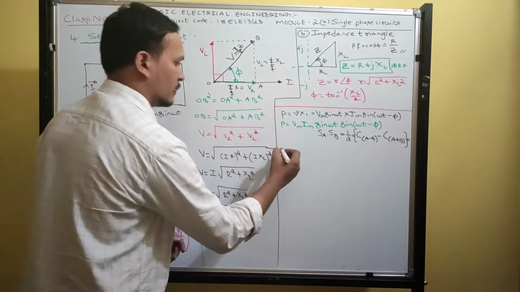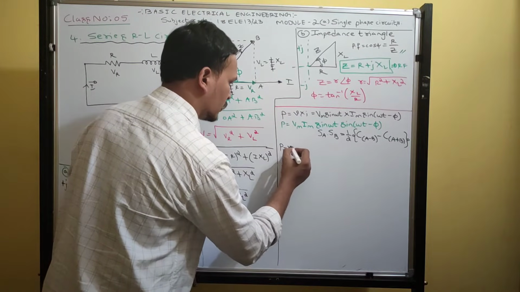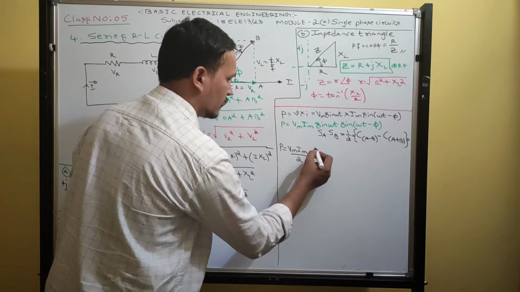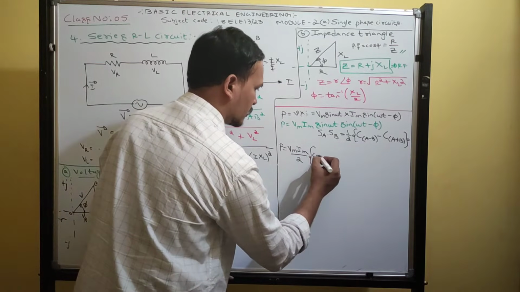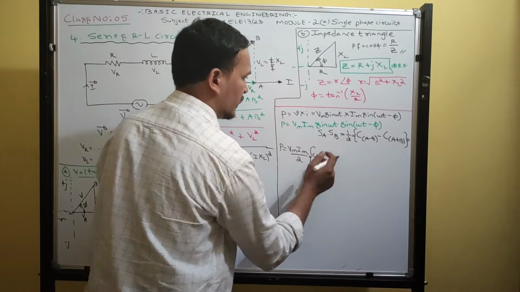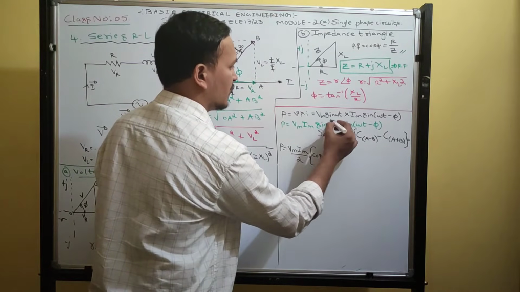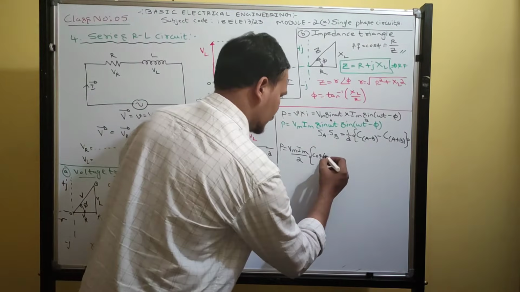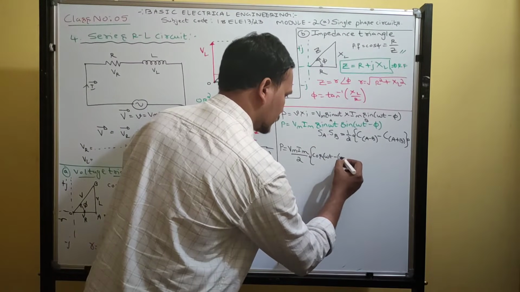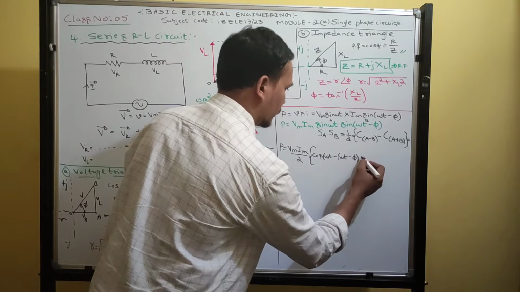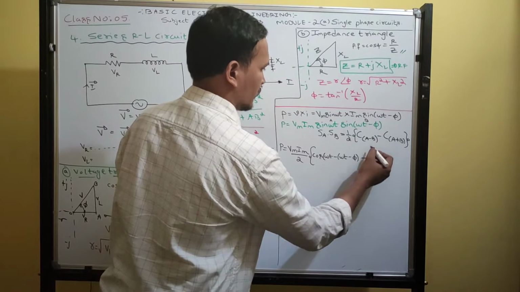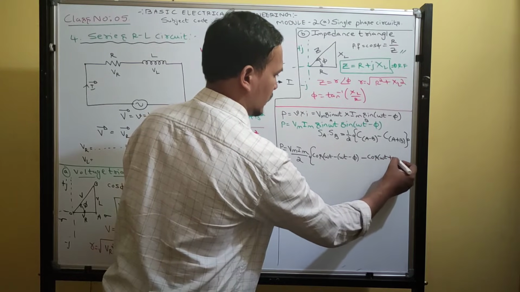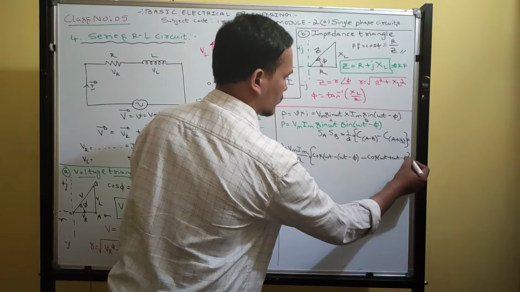Apply that formula here. Therefore, power is equal to Vm Im divided by 2 within the bracket cos(A minus B). What is the A value? Omega t is the A value. Omega t minus pi is the B value. So A minus B is omega t minus (omega t minus pi). Okay, cos(A minus B) is over. Then minus cos(A plus B), where A is omega t and B is omega t minus pi.